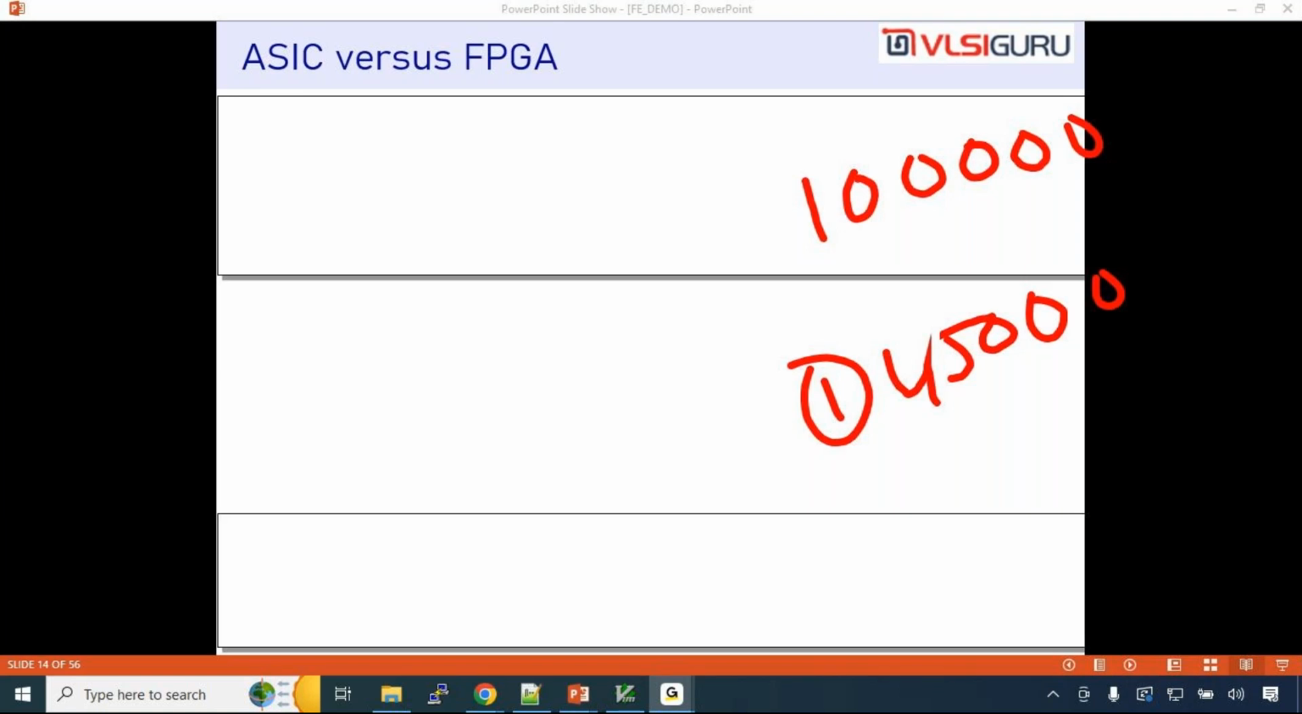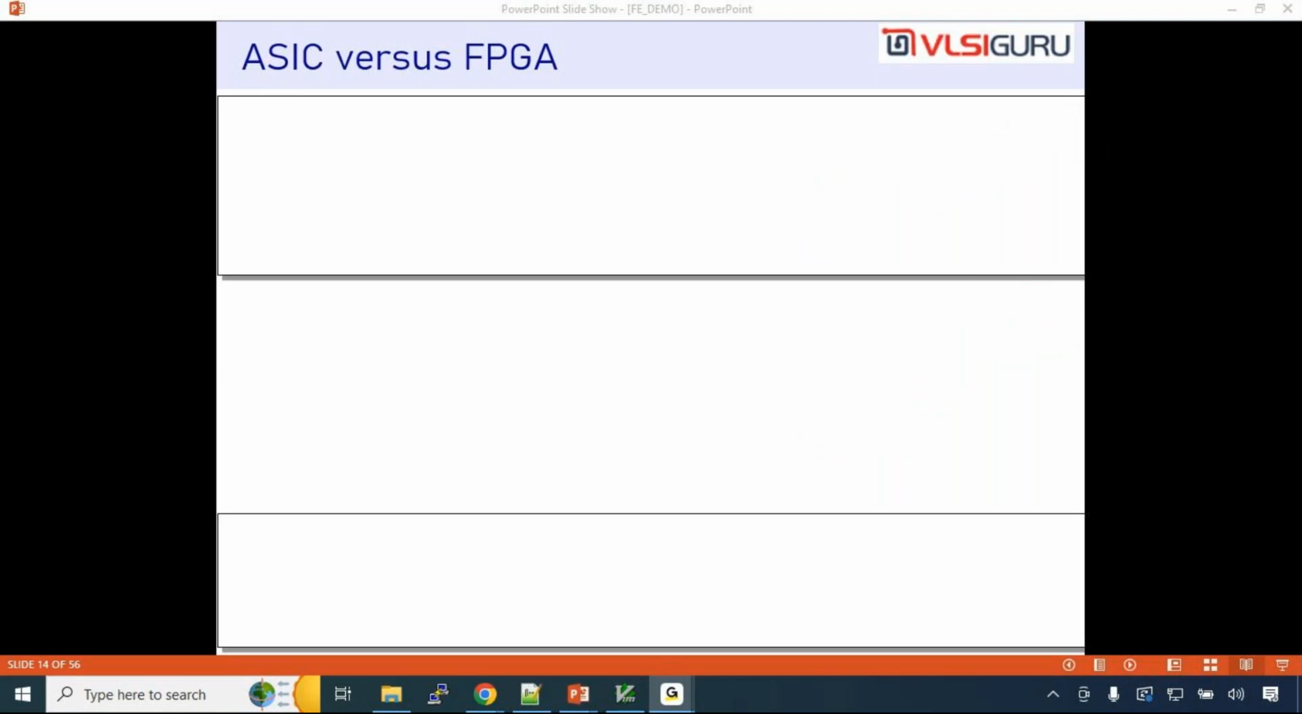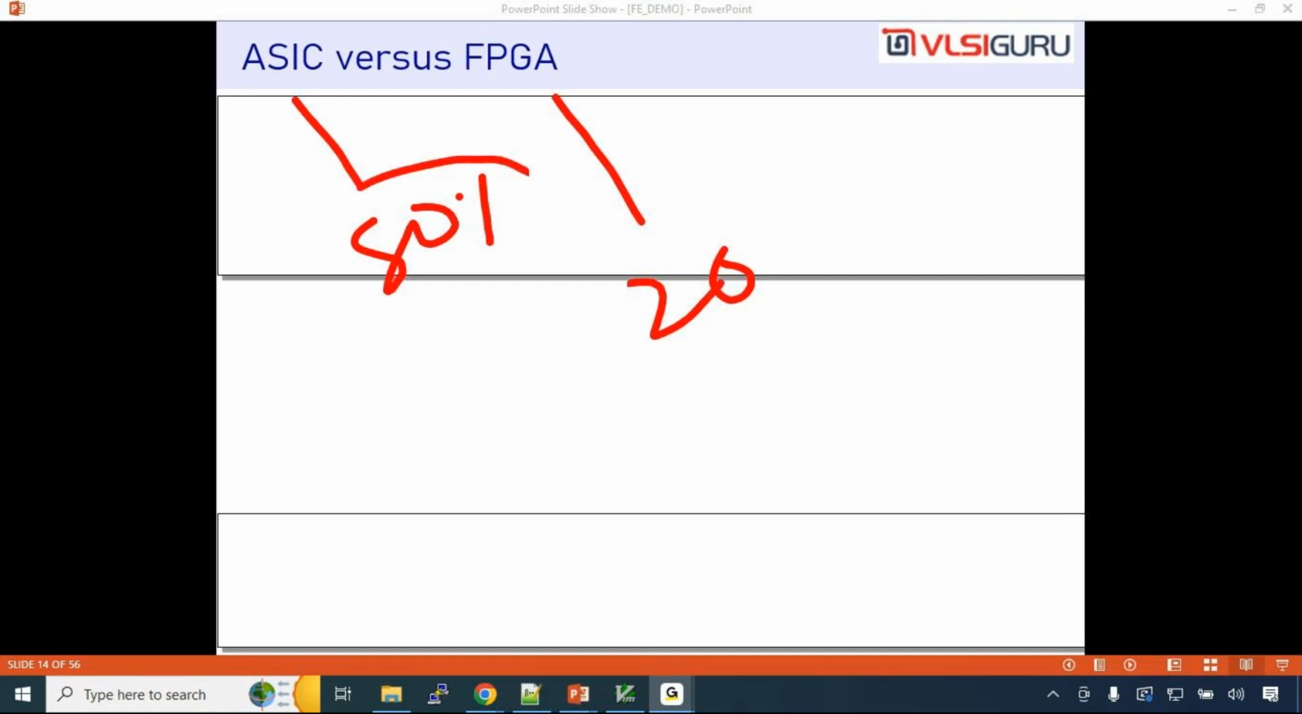So hence 80% of the industry works in ASIC technology, and only around 20% works in FPGA. You may ask, why not all 100%? If it is cheaper, why doesn't everyone go for it? Sometimes cost is the second priority and other things become the higher priority. We'll discuss all that now.